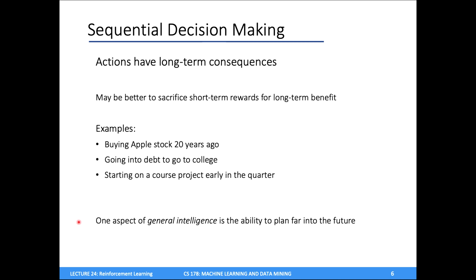One aspect of general intelligence, if we're trying to build a very general intelligent agent, is this ability to plan far into the future. You need to think not just about how your action is going to reward you in the short term, but also how this is going to affect you in the future. So all in all, these things make reinforcement learning problems very difficult.